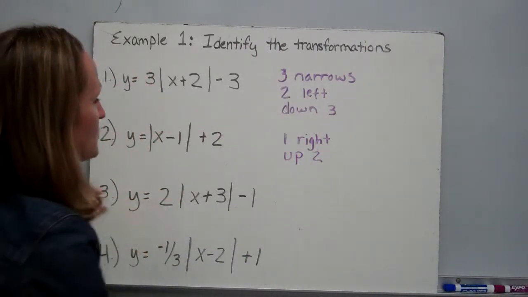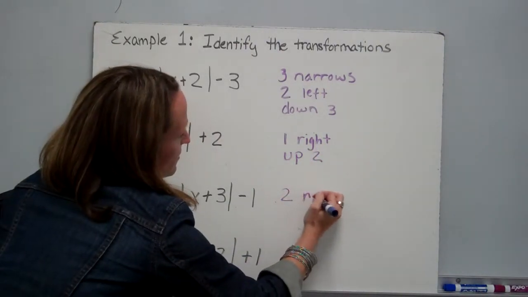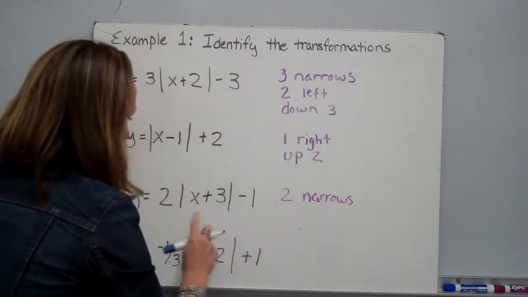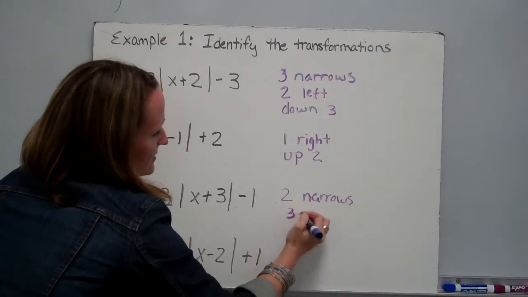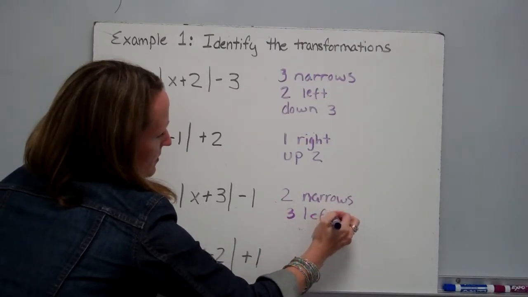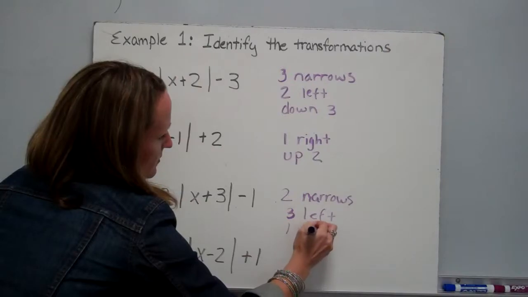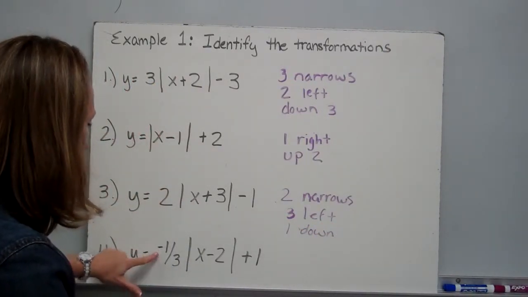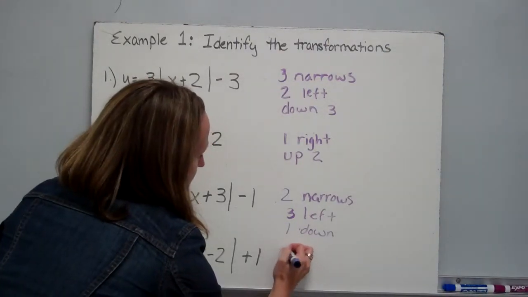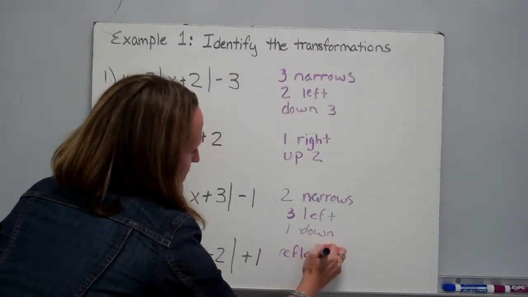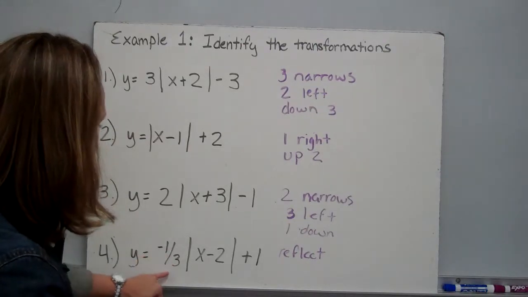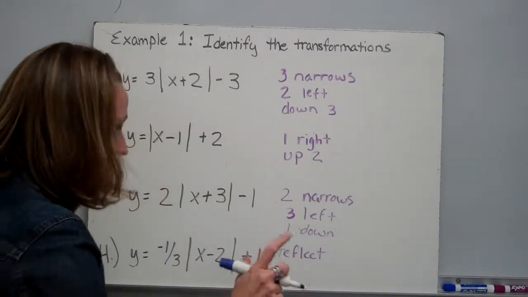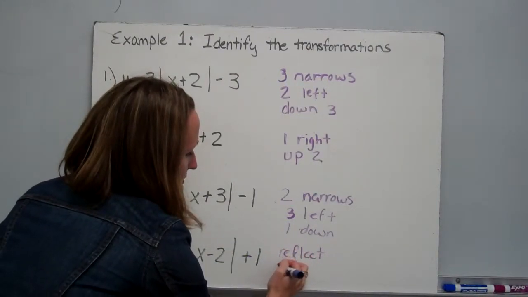Here we're going to have 2. The 2 makes it narrow. Three left and 1 down. Okay, and here we have a negative, so it's going to reflect. Then it's 1/3, so it's going to compress or get flatter.